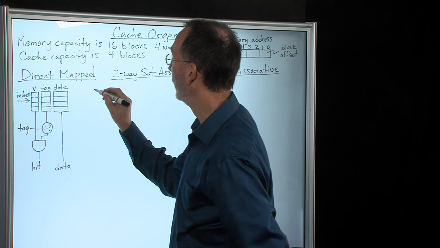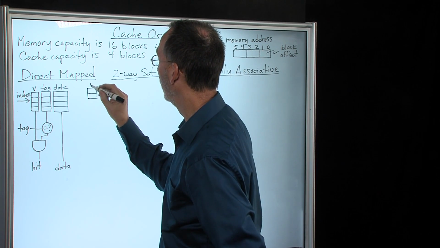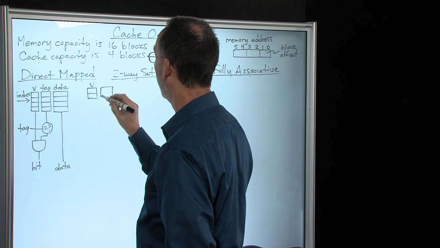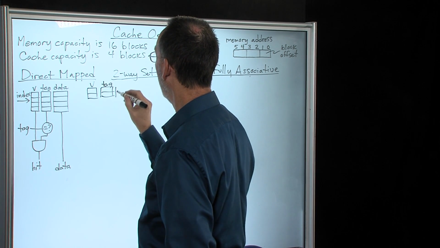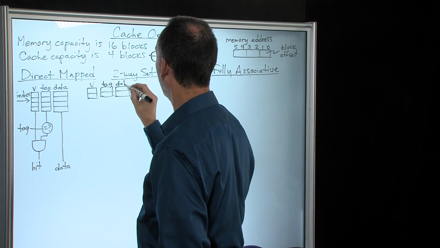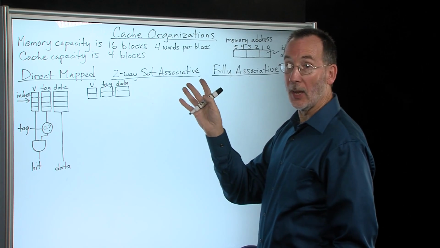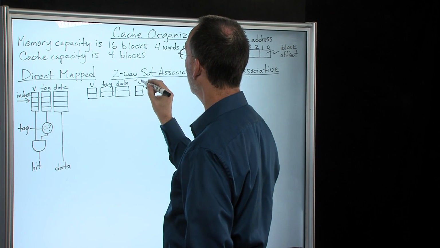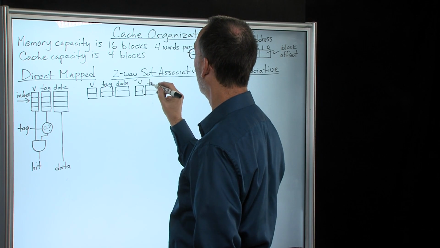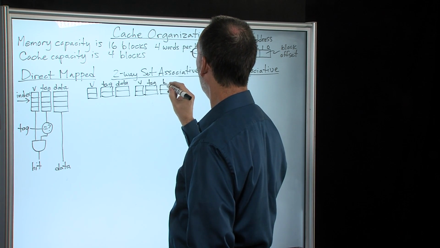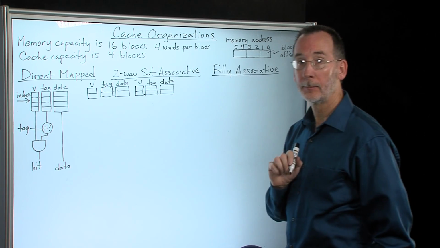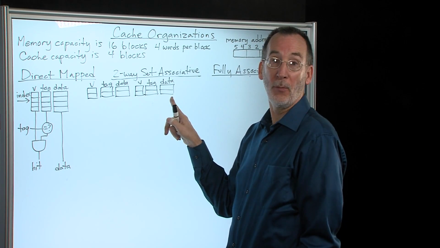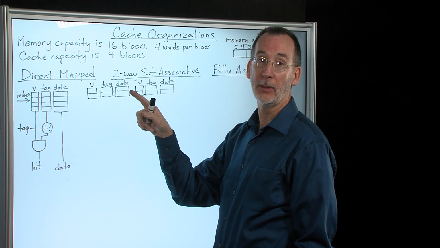So let's draw that out. As before, we have a valid bit. But now we've cut the number of sets in half. I only have 2 of those. And I have a tag, and I have data. But now I have 2 of these. I have 2 ways. I have way 0, and I have way 1. And way 1 will have the exact same thing. I have valid, tag, and data. Okay? So I have the same capacity here. I have 2 blocks here and 2 blocks here, so I still have 4 blocks. I've just arranged the cache differently.